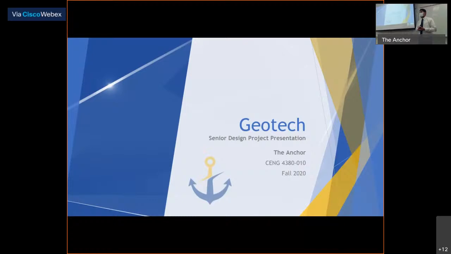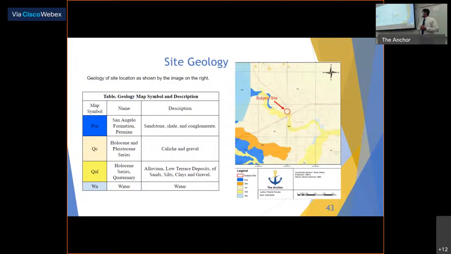So to start out with, I wanted to give a little introduction to our site geology. So as you can see on the image on the right, we have our project location inside of our map created by Patrick. You can see that we're actually in the Holocene layer, which mainly consists of caliche and gravel, which you'll see in a couple of slides past this.